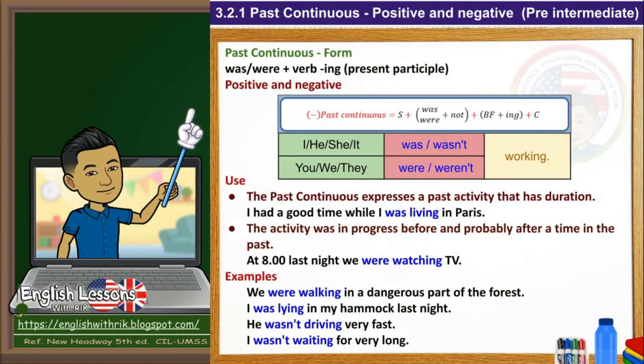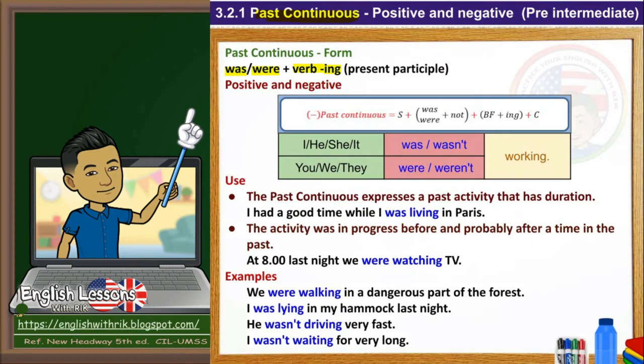Past continuous. Form. We form the past continuous with was or were in the positive or negative and the ing form of the verb. Positive and negative. I was working. He wasn't working. You were working. They weren't working.